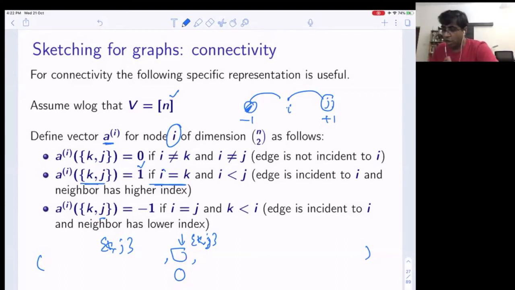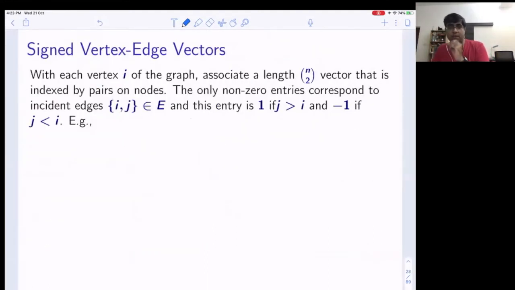So my vector is slightly different. I look at all the edges which are incident to me. Of course, only those places will have a non-zero coordinate, but the non-zero coordinate could be either +1 or -1. If the edge goes to a vertex whose index is higher than mine, I put +1. If the index of that vertex is lower than mine, I put -1. Lower or higher makes complete sense because I am identifying my vertex set with 1 to n.